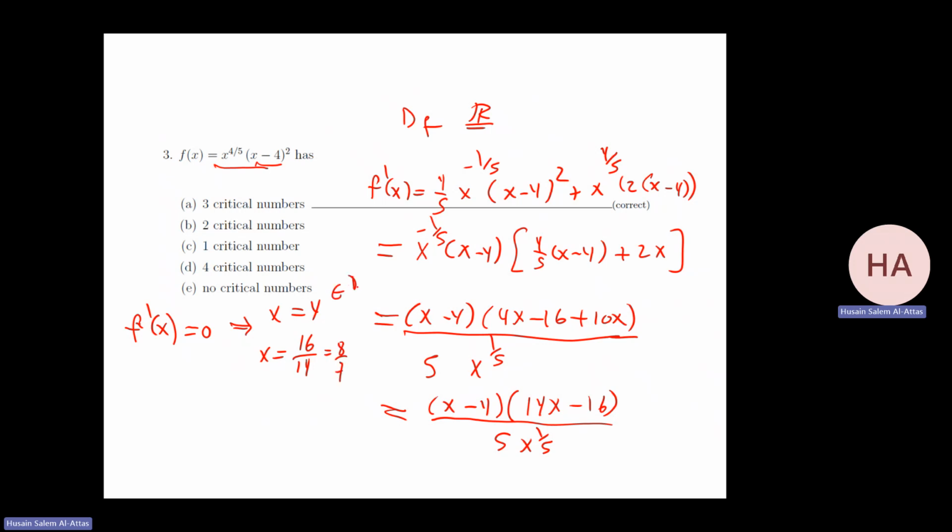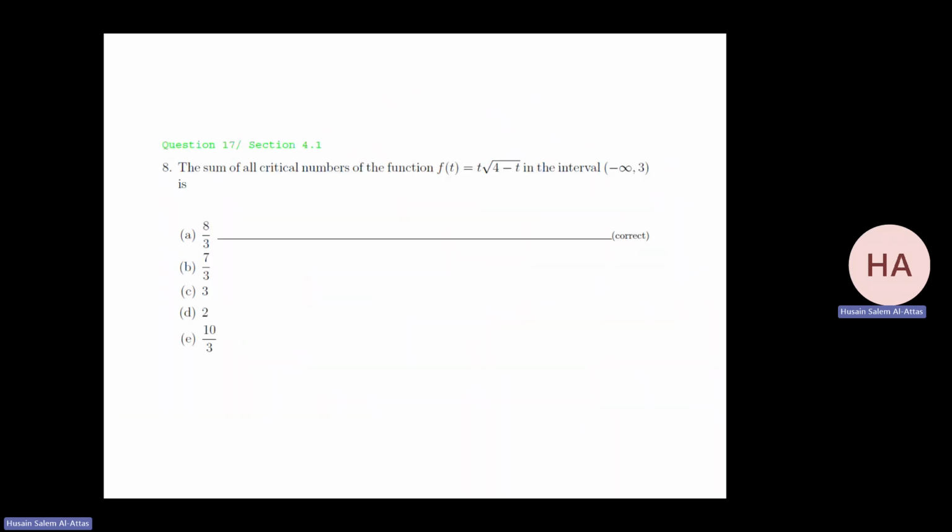Does this belong to the domain? Yes. The domain is all real numbers. F prime does not exist at x equals 0. Does it belong to the domain? Yes. So how many do we have? We have 3 critical numbers, namely x equals 0, x equals 4, x equals 8 over 7.